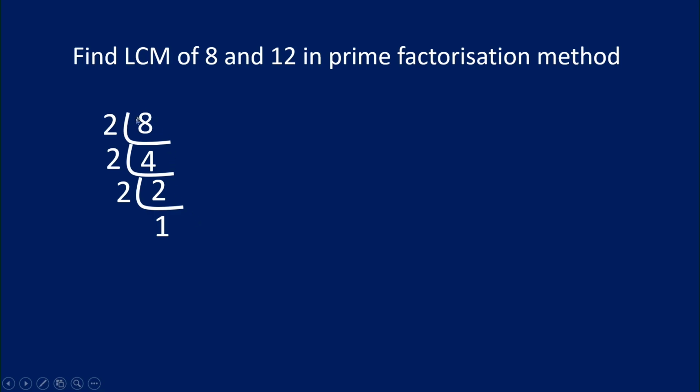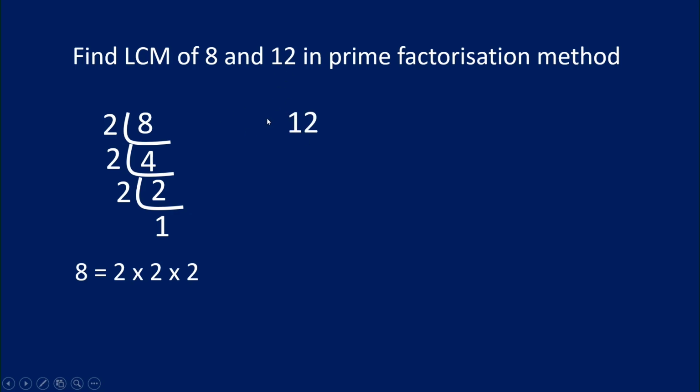Now 8 can be written as 2 into 2 into 2. So these 3 should be multiplied to get this composite number. Now let us take another number, 12.